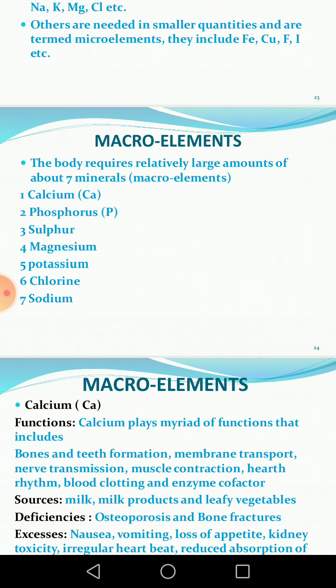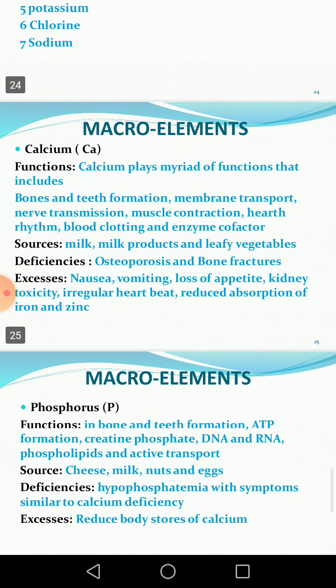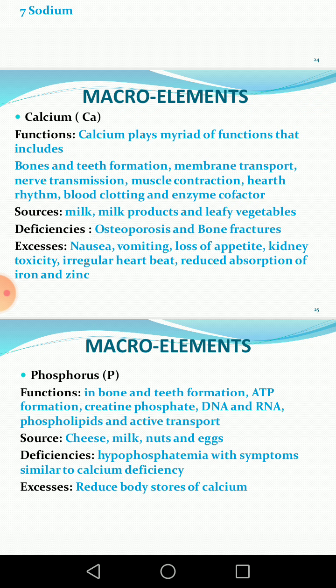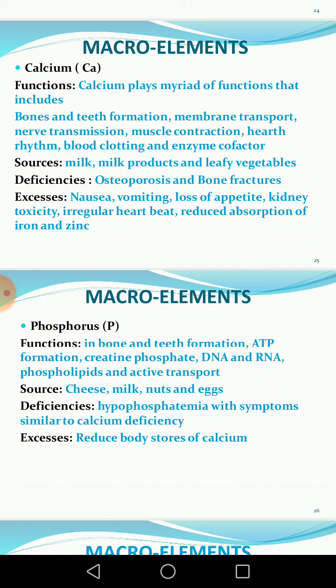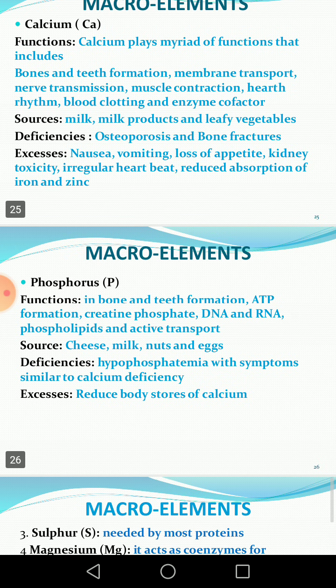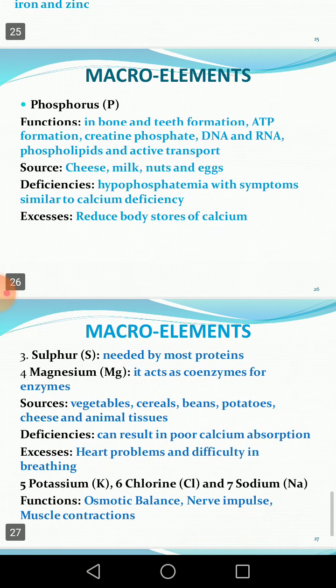Macroelements. There are seven minerals: calcium, phosphorus, sulfur, magnesium, potassium, chlorine, and sodium. Macroelement function: calcium plays a major role in bone and teeth formation, membrane transport, nerve transmission, muscle contraction, heart rhythm, blood clotting, and as a coenzyme cofactor. Sources: milk products and leafy vegetables. Deficiencies cause osteoporosis and bone fractures. Excesses cause nausea, vomiting, loss of appetite, kidney toxicity, irregular heartbeat, and reduced absorption of iron and zinc.